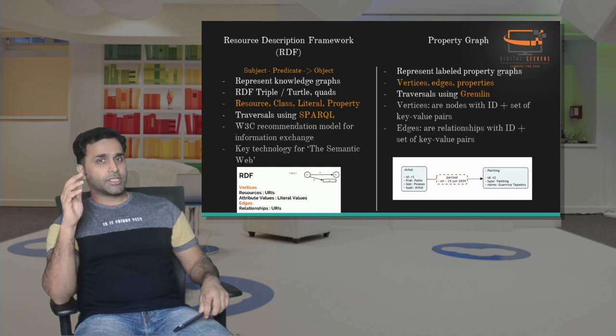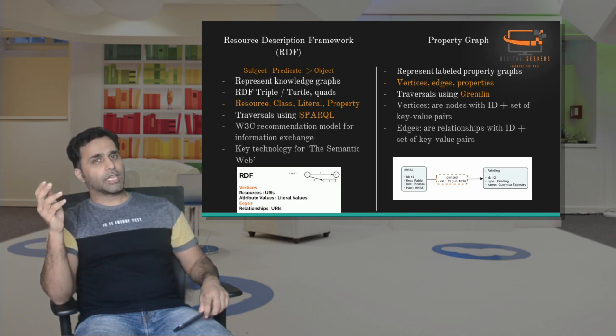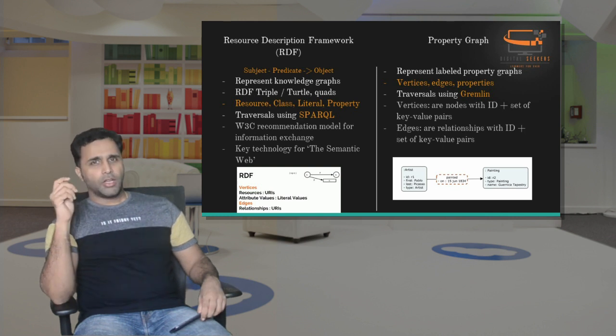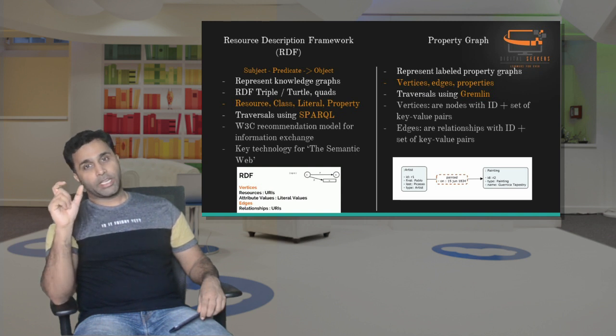Traversing this knowledge represented in RDF stores is done using SPARQL, which is similar to SQL, structured query language, and is primarily used for querying RDF triples. Knowledge graphs are a W3C recommendation for information exchange, and this is also a key technology for the Semantic Web.